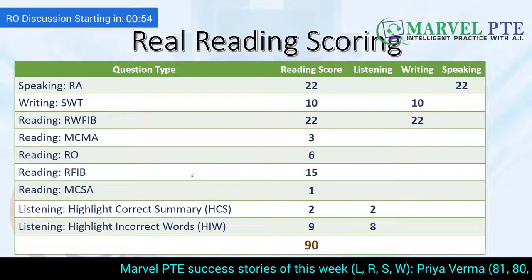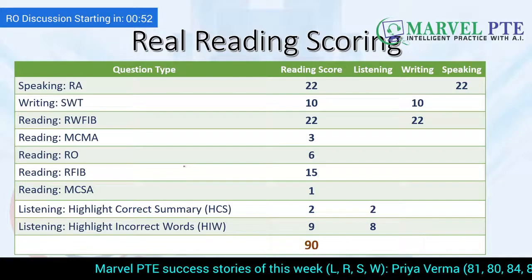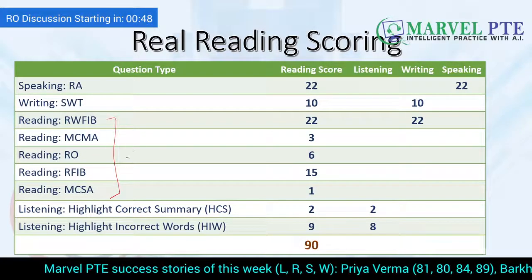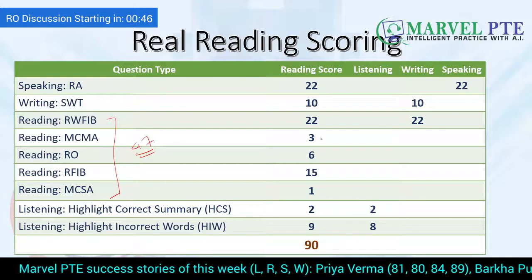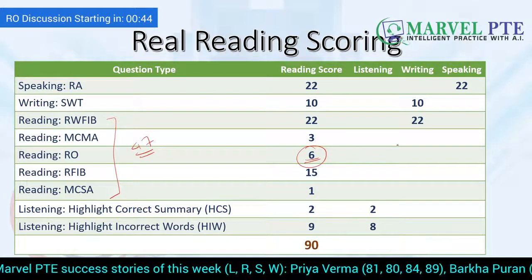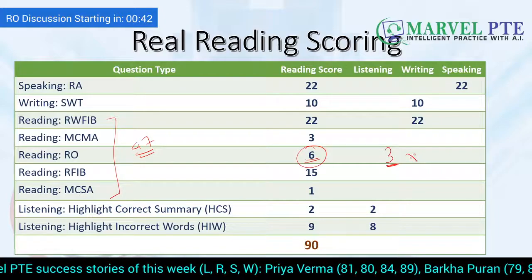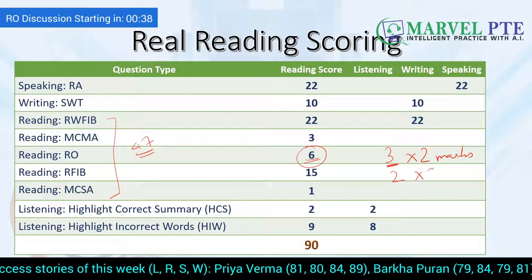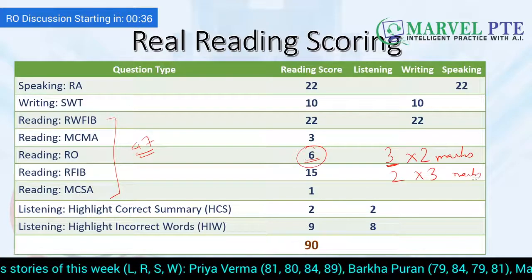And this is the real reading scoring. Students often think that the PTE reading module is of 90 marks. No, it is not of 90 marks. It's just of 47 marks. And reorder paragraphs are of 6 marks. So if you are getting 3 reorder paragraphs, it will be 2 marks each. And if you are getting 2 reorder paragraphs, it will be 3 marks each.